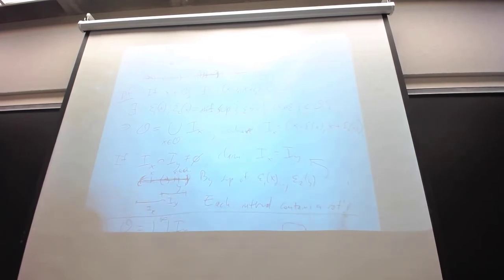But the rationals are countable. Oh, I see. Okay. That's why I wanted to prove that the rationals are countable, to make sure that was there. So the rationals are countable, which means that this union of intervals is not an arbitrary union of intervals. It's an at worst countable union of intervals.